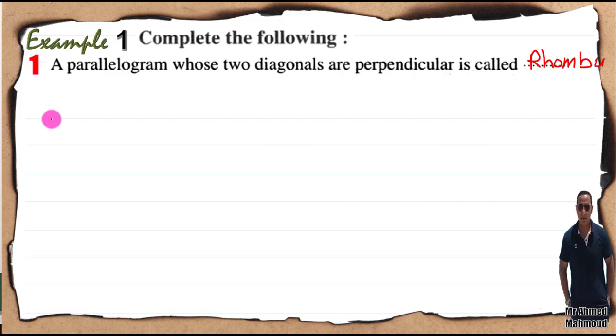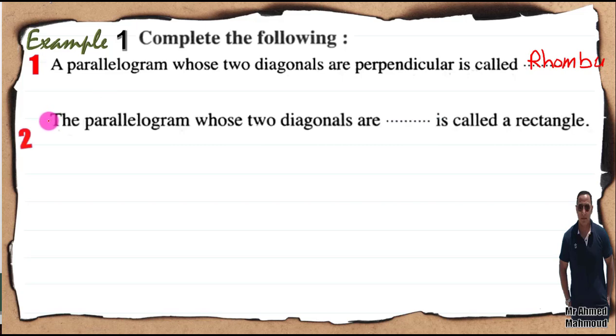Number 2, the parallelogram whose two diagonals are equal is a rectangle. What is the change if we make the diagonals of the parallelogram equal? It becomes a rectangle.